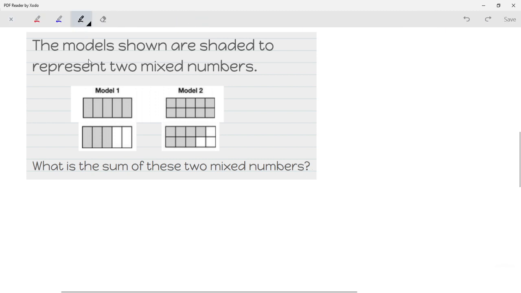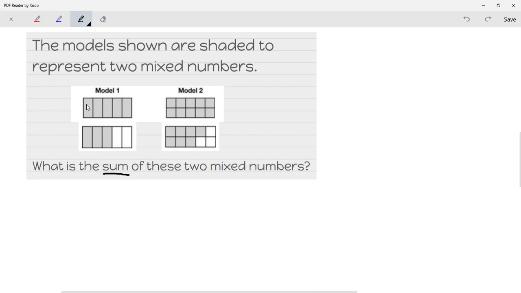So, in this case, all we're doing is figuring out what these mixed numbers are. And then we are going to add them, right? That's what sum means. It means to add. So the first step is figuring out what the mixed numbers are.